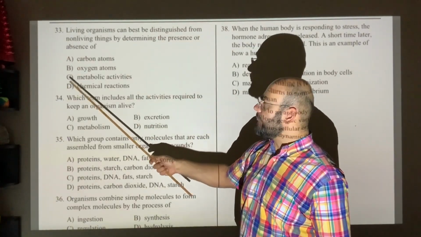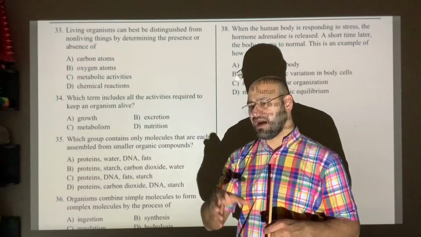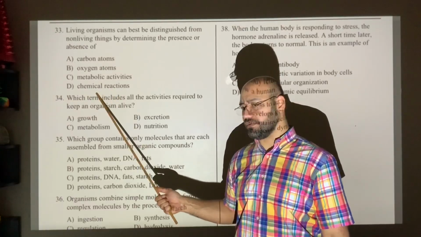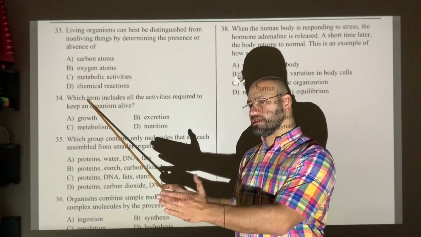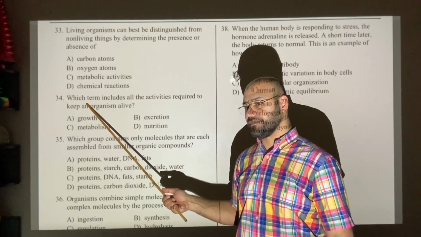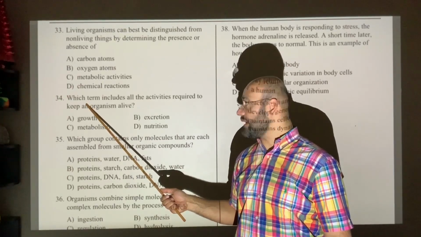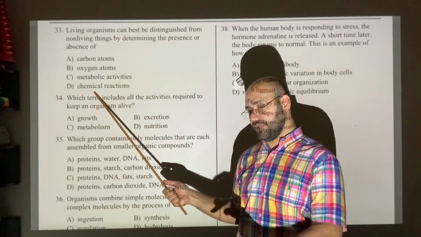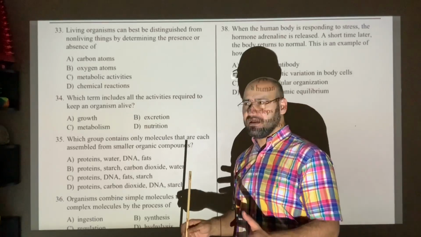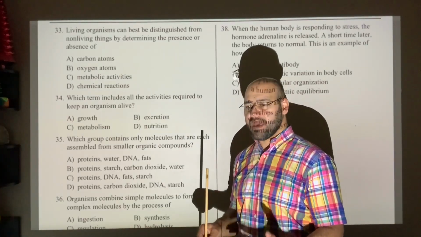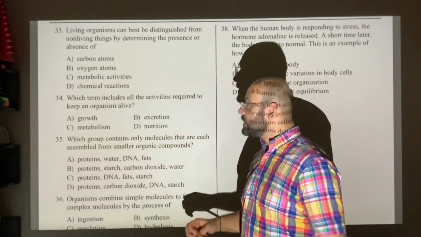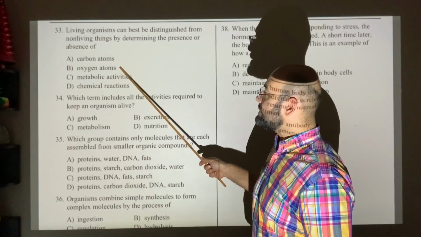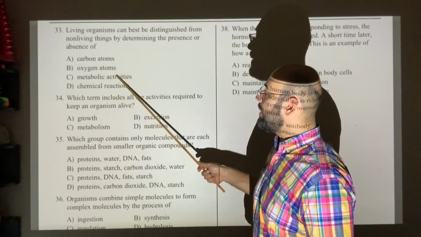Moving on to D, chemical reactions. How can you tell by using chemical reactions? How can this help you distinguish living organisms from non-living things? If it can't help you, then it should be a wrong answer. Can it help you distinguish between the two? Just because something is not living doesn't mean chemical reactions stop. So what do you think is the right answer? Carbon, oxygen, chemical reactions, or metabolic activities?